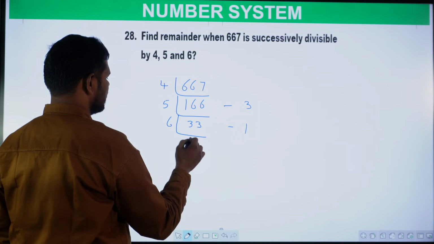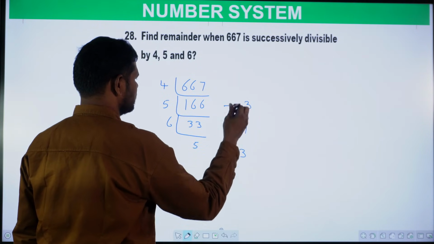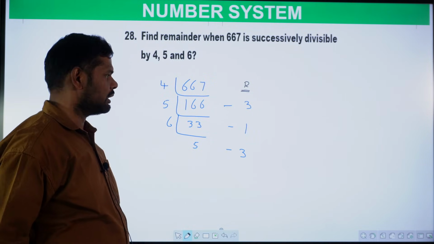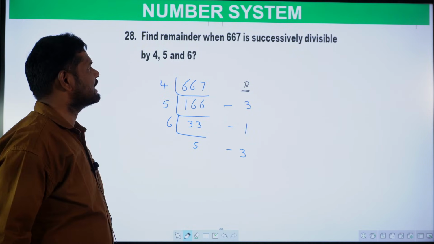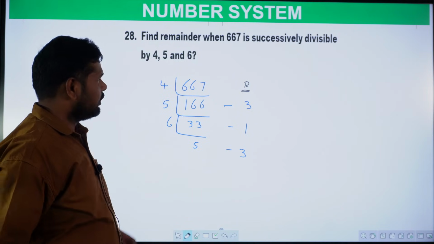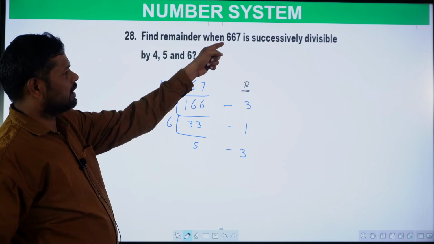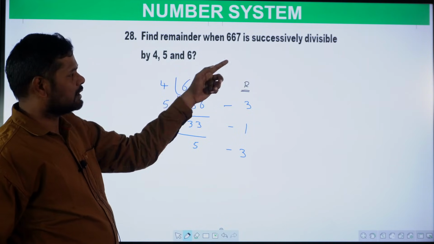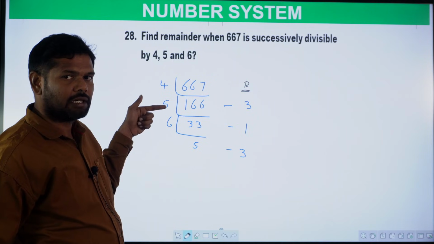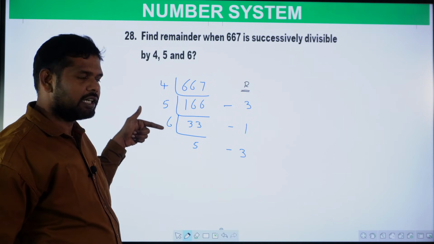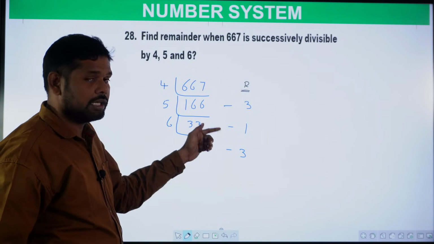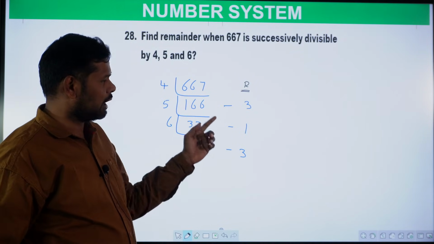Then 6 fives 30. What is the remainder? 3. These are the remainders. So 3, 1, 3 are the remainders when 667 is successively divided by 4, 5 and 6. If you divide 667 by 6 directly, we get remainder 1. Successive division means the obtained quotient is divided by the next divisor, and similarly the next quotient by the next divisor, like that you need to perform it. So the answer is 3, 1 and 3. The respective order is also important.